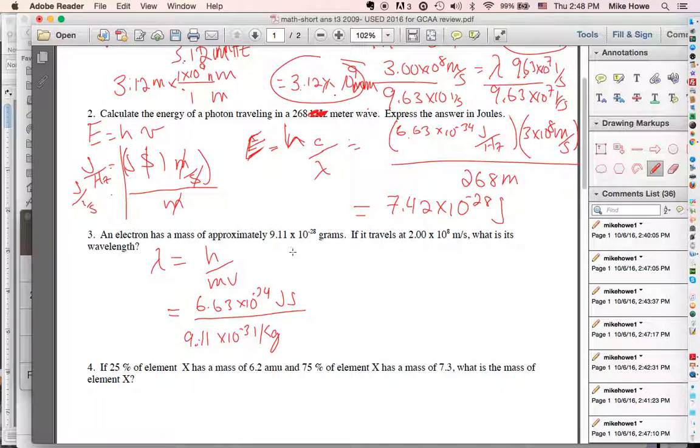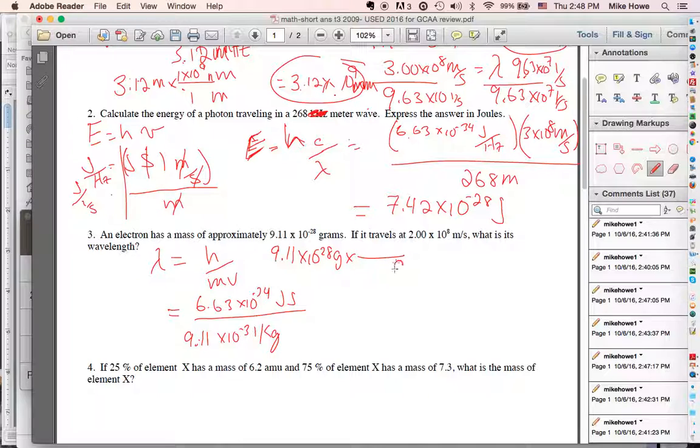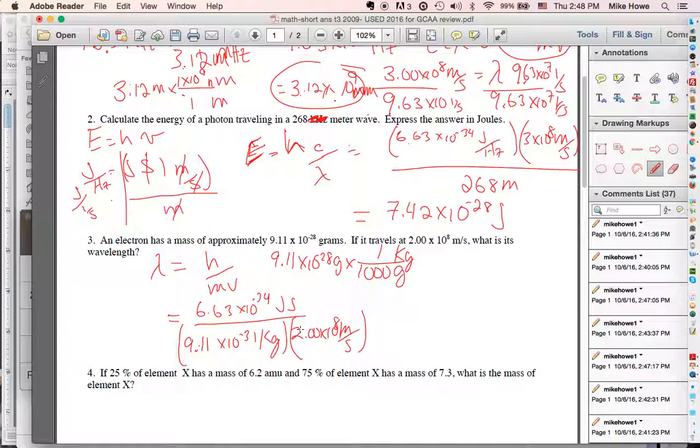Oh, kilograms. So what I did was change 9.11 times 10 to the negative 28th grams to kilograms by doing this. Grams here, kilograms there, 1,000. So that's that. And the velocity, it says, is 2.00 times 10 to the 8th meters per second. So now you're ready to just plug and chug and you get the final answer. Its wavelength is going to be.